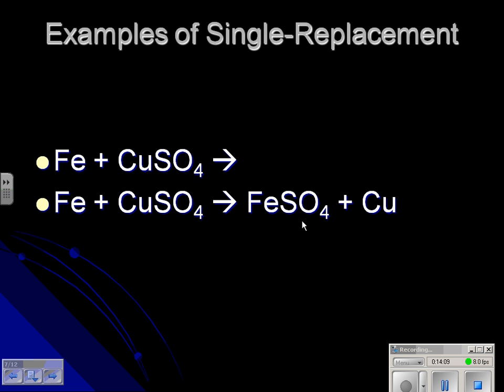So I couldn't have asked you to predict this one because you can't tell based on this over here what charge it was going to have. So I actually wouldn't have asked you to predict this one because of that. But this is the product. So Fe's going to bump out Cu. Cu will be by itself and make FeSO4. And again, that one's balanced, so we don't have to do anything special with it.